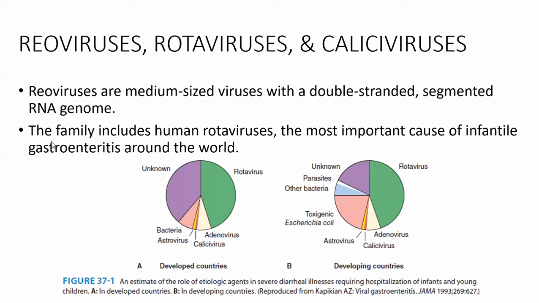Rotaviruses are the ones that mostly cause infantile gastroenteritis. Other causes can be adenovirus, caliciviruses, astroviruses, E. coli, and other bacteria and parasites.